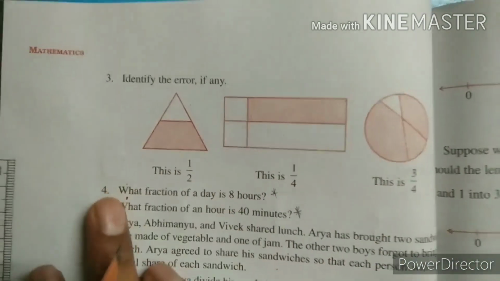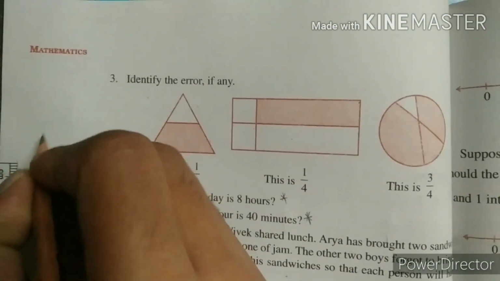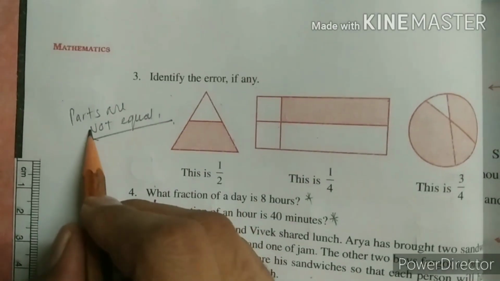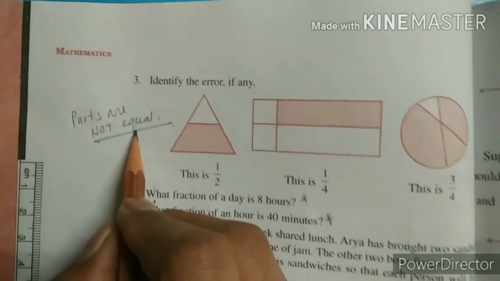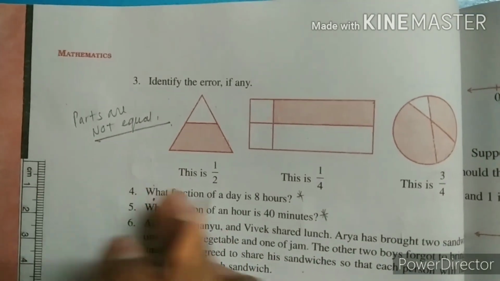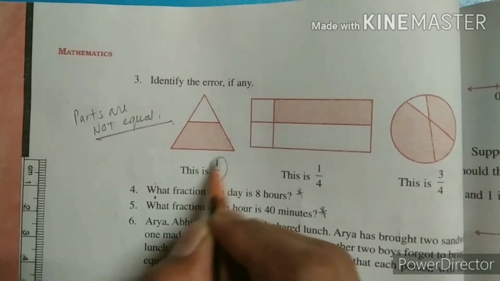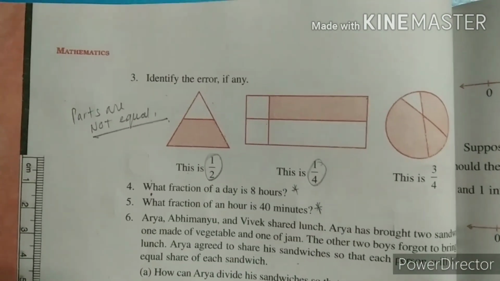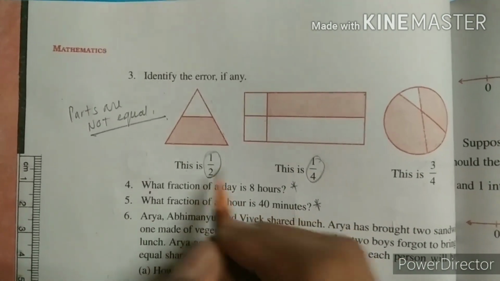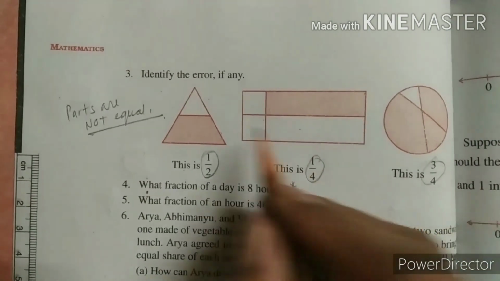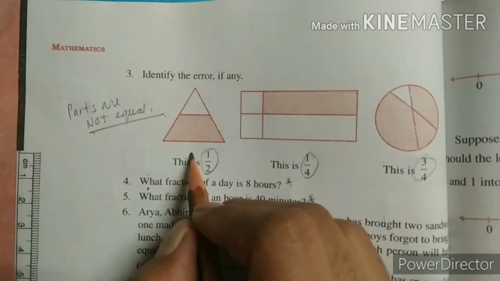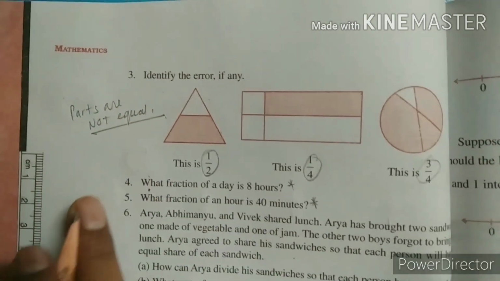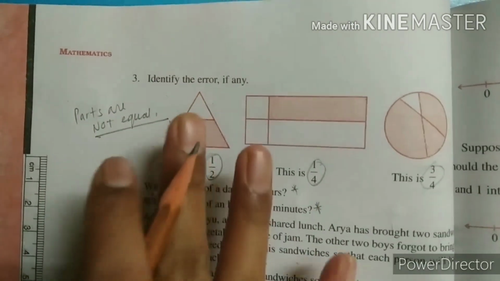So what is the bigger error here? The bigger error is that the parts are not equal. Okay, so whatever fraction is given here, they are not representing the figures. So this is the solution of the third one. In this we have to only identify the error.